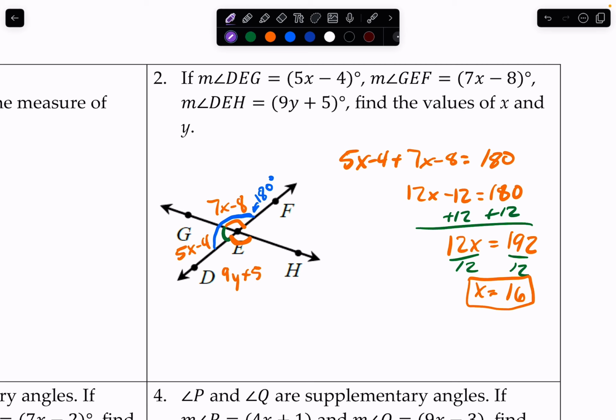Okay, 7x. X is 16. 7 times 16 minus 8. That is going to equal 94. So we have discovered that that angle is 94. I subtracted 18. Hold on. 7 times 16 minus 8 is 104. Mistyped.